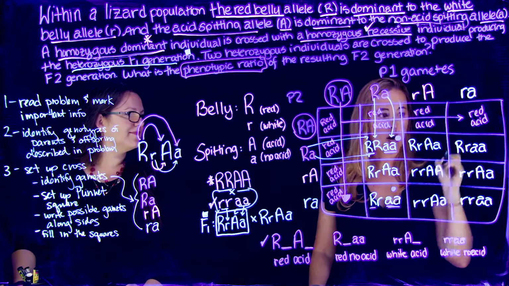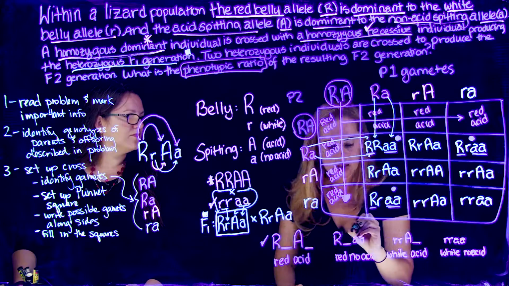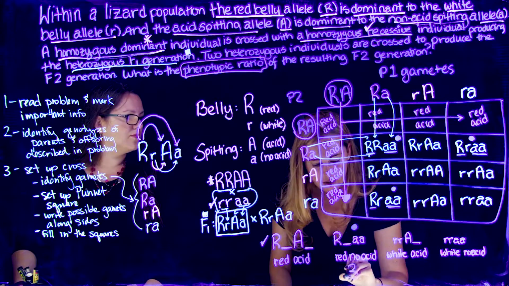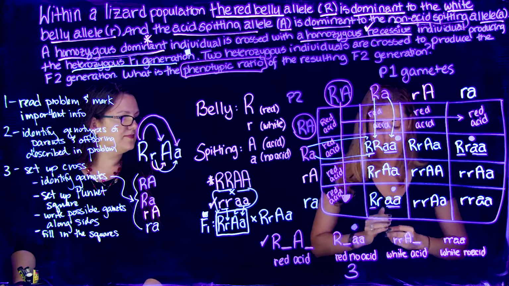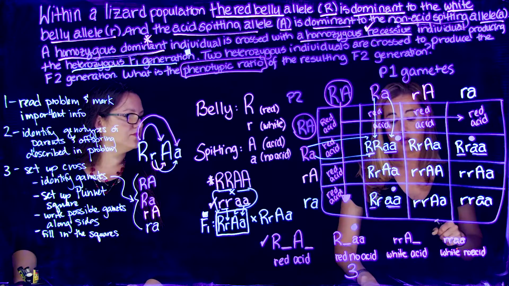Lowercase r, nope. Lowercase r, nope. Capital R, two baby a's, you meet my requirement. So what I can see here is three of them have met my requirement so far, right? Okay, so then what we do is we go on to the next phenotype, white and acid.